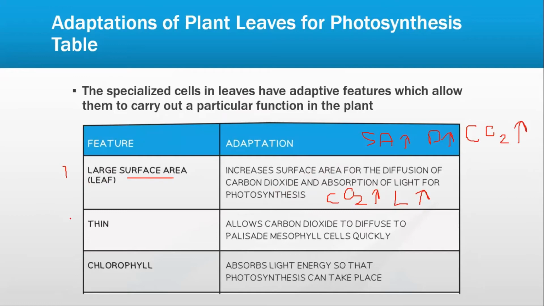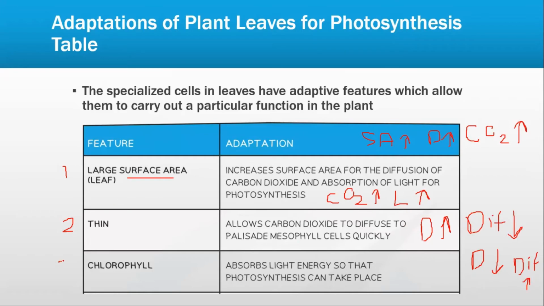The second property of a leaf is that leaves are thin. How does it help? It allows carbon dioxide to diffuse through palisade mesophyll cells quickly. Because if you remember, we know that the longer the distance, the slower the diffusion. Hence, if a leaf is thin, which means shorter distance, higher would be the diffusion. So being thin allows carbon dioxide to diffuse through palisade mesophyll cells at a faster speed through diffusion.